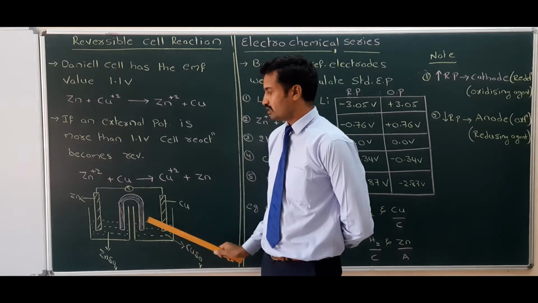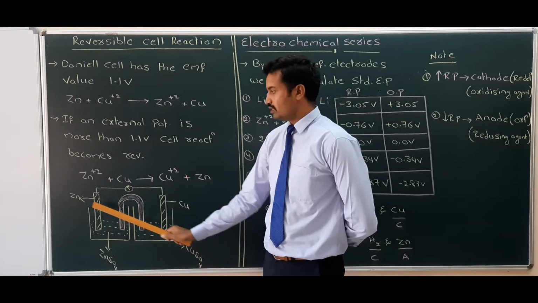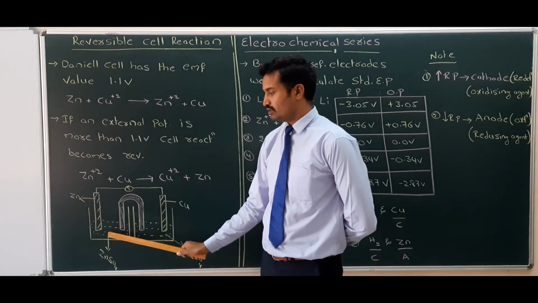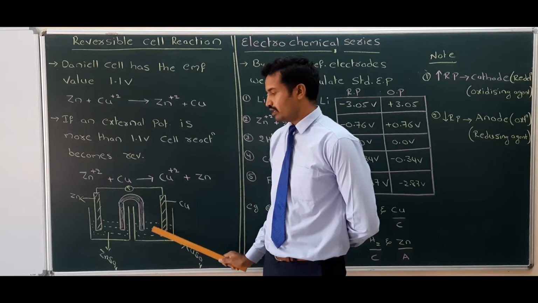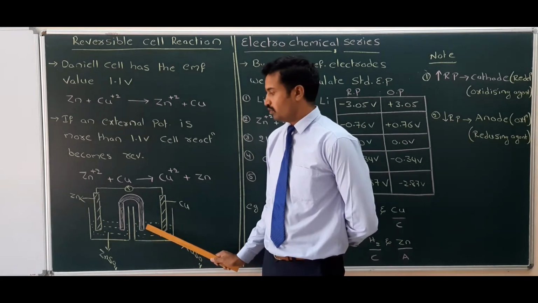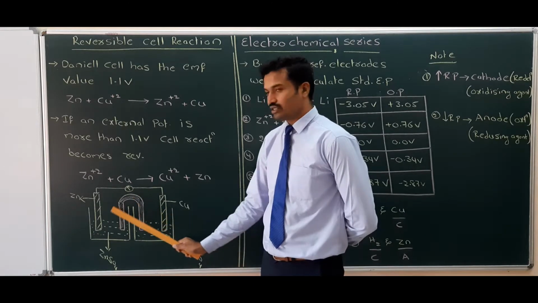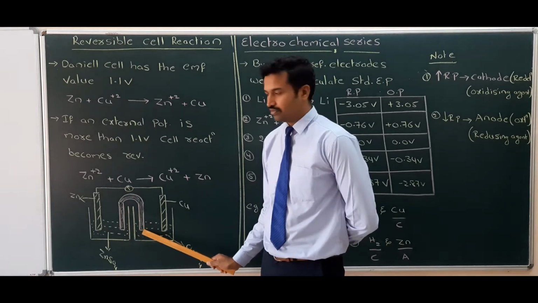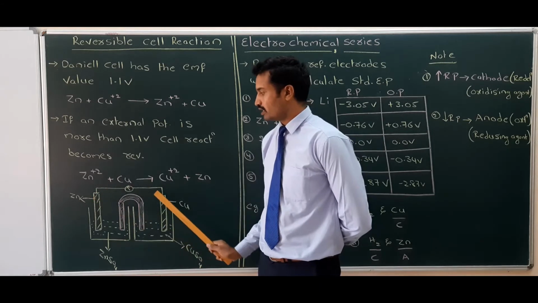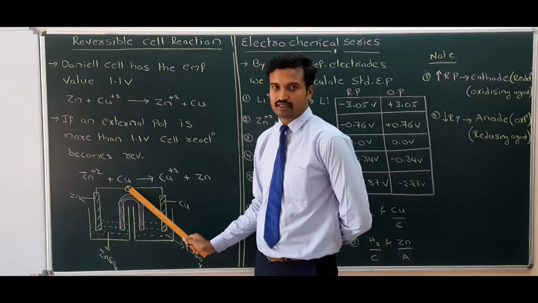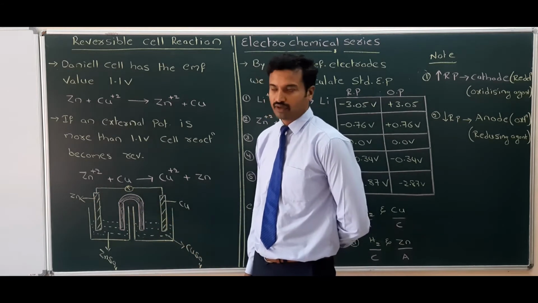Here is the construction of the Daniell cell. Zinc rod is dipped in zinc sulfate solution. Copper rod is dipped in copper sulfate solution. Both the solutions are connected with the salt bridge. Both the electrodes are connected with a voltmeter. The external circuit is with the voltmeter.